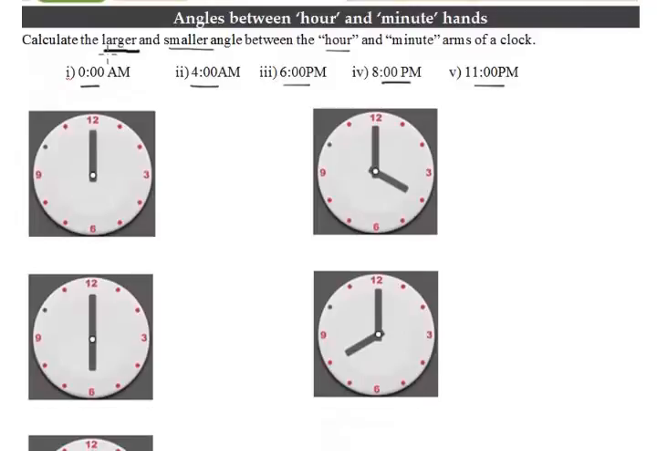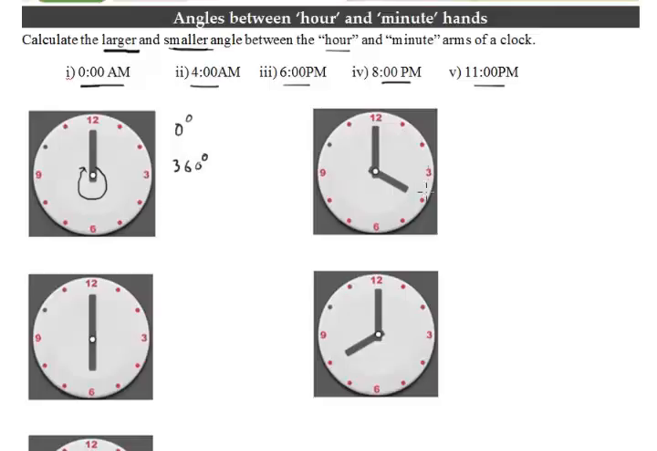So here we are asked to find larger and smaller angle, two angles for every time. So 0 AM, hour and minute will be here. Both the arms are here. So the smaller angle between them is 0 degree actually. And the larger angle is the complete revolution, which is 360 degree.